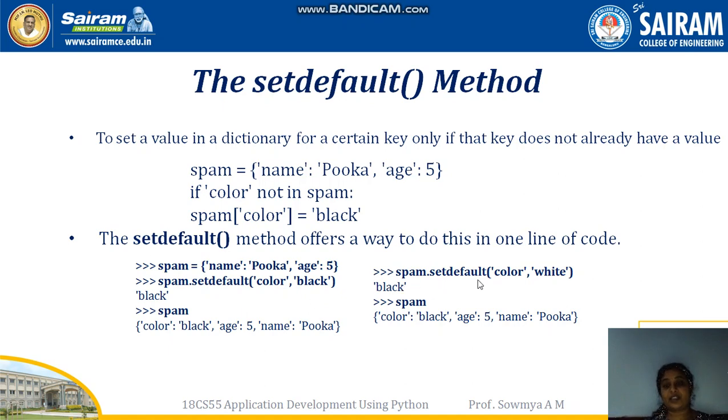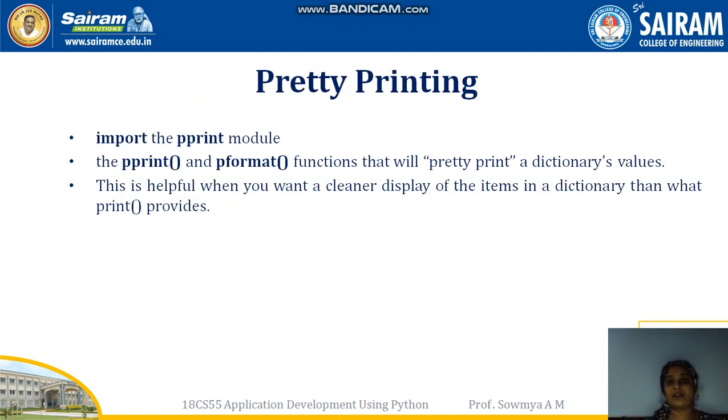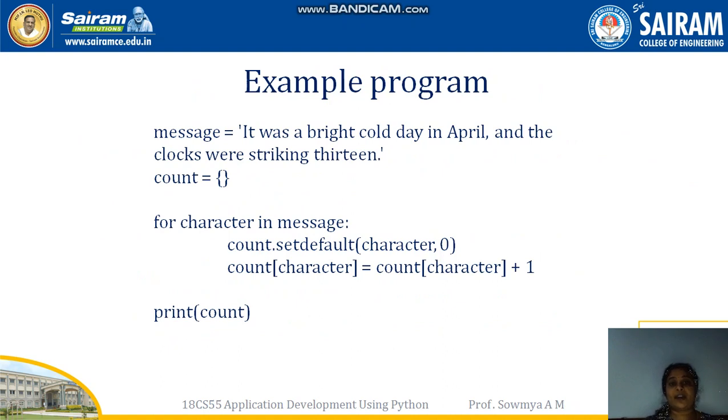After updating this, if I again want to update color, white to the spam with setdefault, it returns black because color black was already updated. In the sense, the color key was already present in the spam dictionary. So instead of generating an error or updating to a new value, it is telling you color is already present with black, so you cannot update it to white.